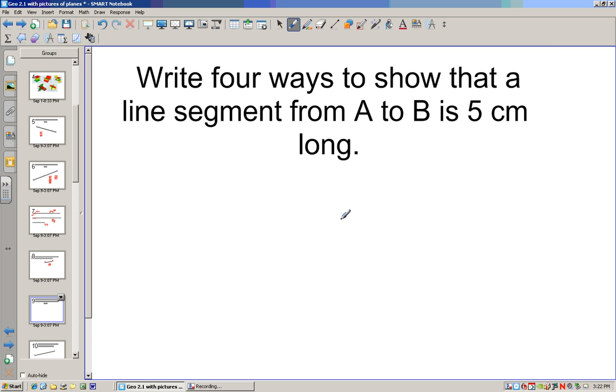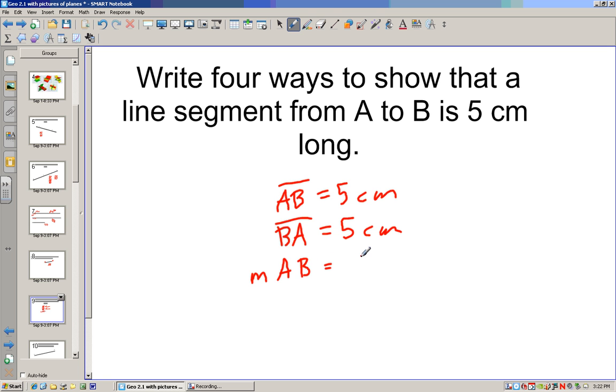Now there's four ways to talk about a line segment from A to B. We could say AB equals 5 centimeters, or BA equals 5 centimeters. Now we can also put a little m in front of it. If I say the measure of AB equals 5 centimeters, that little m means measure. You could also say the measure of BA is 5 centimeters. So there's four different ways that we can say the same thing.